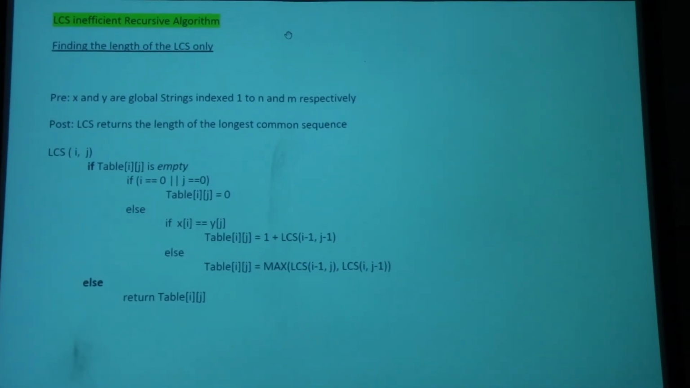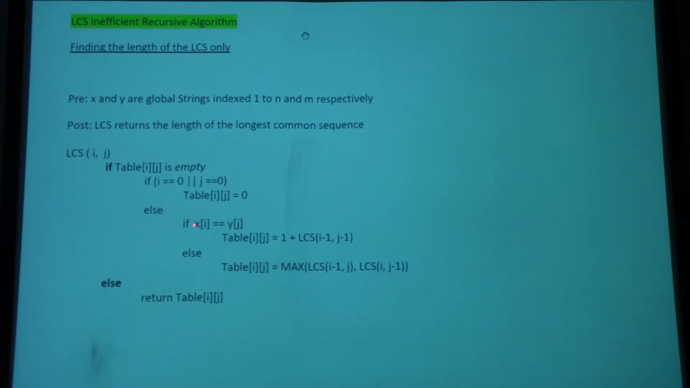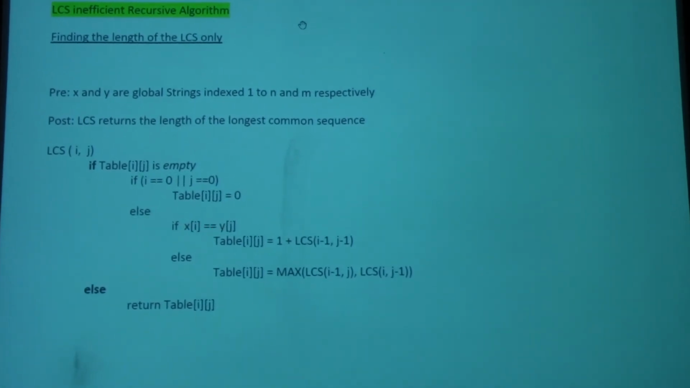Okay? Else, if xi is equal to yj, if the ith and jth characters of the two strings are equal, then table sub ij will be equal to 1 plus the LCS of i minus 1, j minus 1. Notice that this is a recursive call. But forget about the fact that it's a recursive call. What's the interpretation of that?